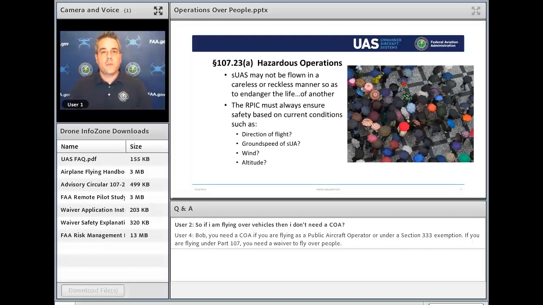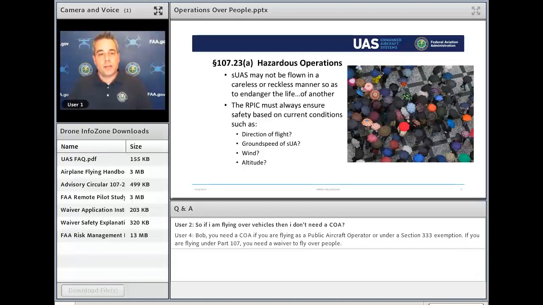But regardless of what diameter or shape, if you pass through that imaginary cylinder extending above that person, you'll be considered to have been operating over that person. So, if you're not operating over somebody, that means you could fly 5 feet from that individual and not be over that person.